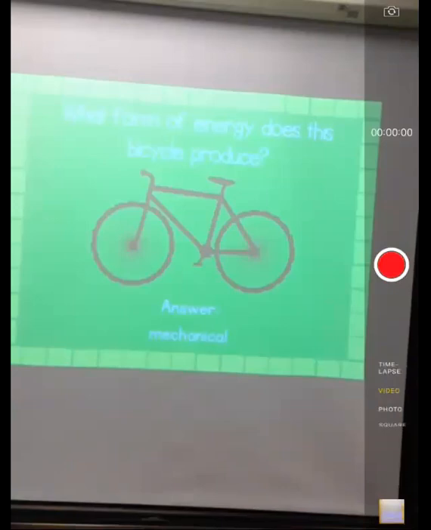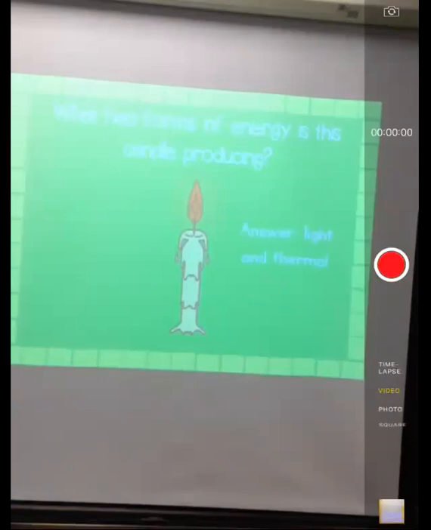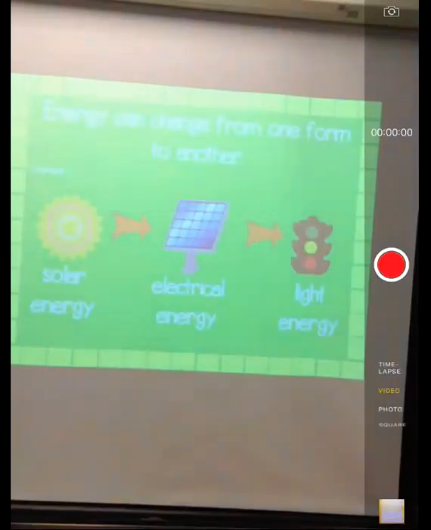Oh, do those go there? What does it say? Oh, examples of energy changing form. Light and thermal. Okay, here we go. Example one. So energy can change forms. Solar energy becomes electrical energy, and then it changes into light energy, right? That's example one. You can get it in there as best you can with a little sketch.